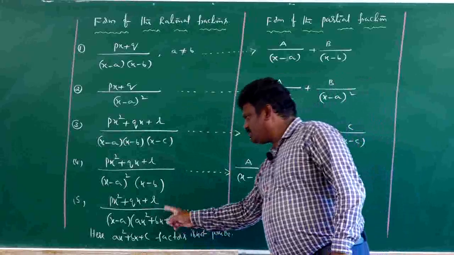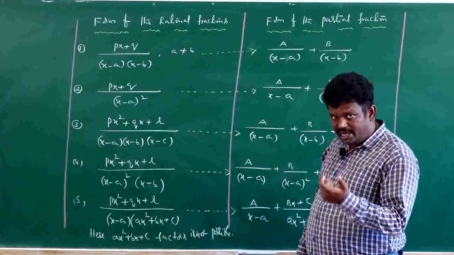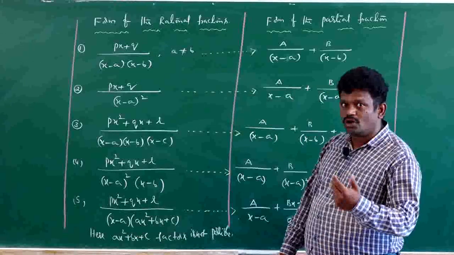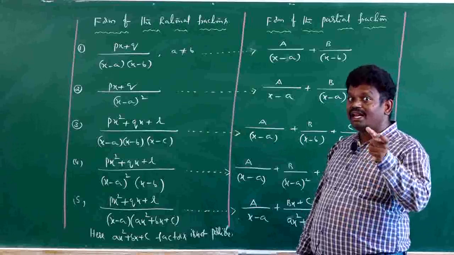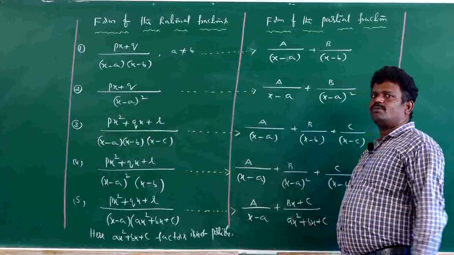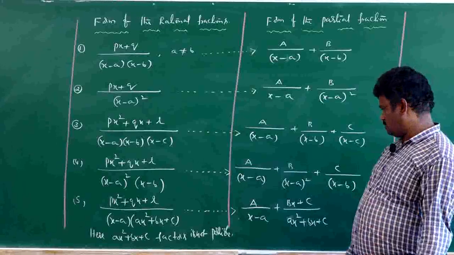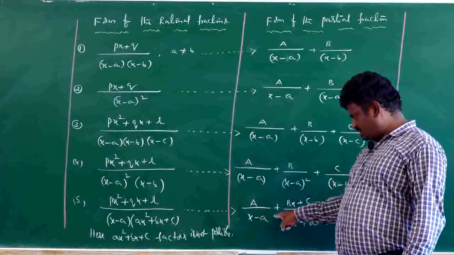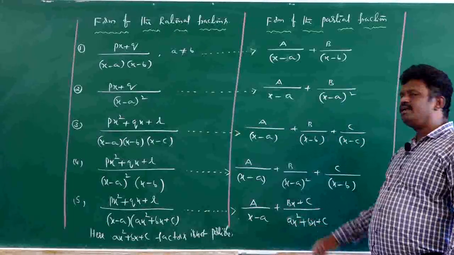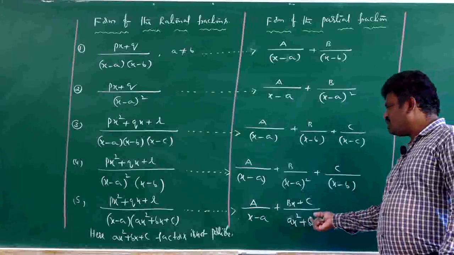Next, if the denominator is x minus a, non-repeated, and ax square plus bx plus c, this is a quadratic expression, but it is mentioned that factorization of this quadratic expression is not possible. Factors not possible means which type of polynomial? That is an irreducible polynomial, like x square plus 1 or x square plus 7. Whenever an irreducible polynomial is given, how do we write the partial fractions? First the non-repeated a by x minus a plus bx plus c by the irreducible polynomial ax square plus bx plus c. This is the important case.